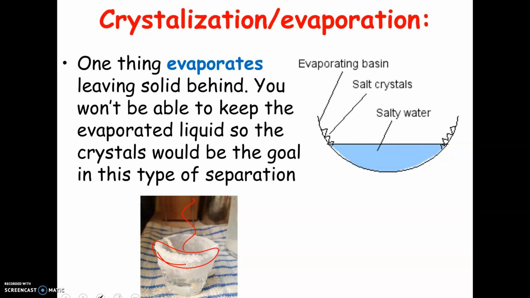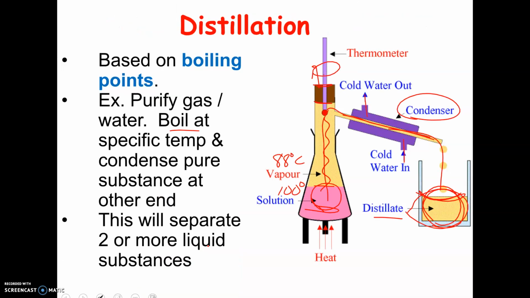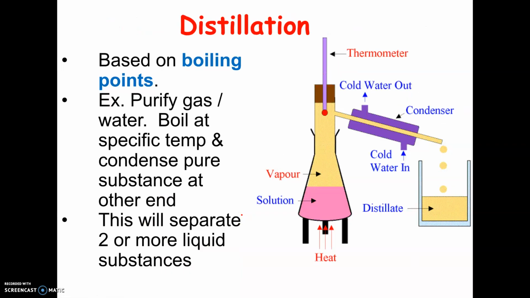So this is a little different than distillation, because here I would be losing the solvent, the liquid. It would float away, but I would collect the crystals. So if that's what I wanted, if I wanted the salt or I wanted the sugar, this would be my choice. If I wanted to collect the liquid, I would want to use distillation.